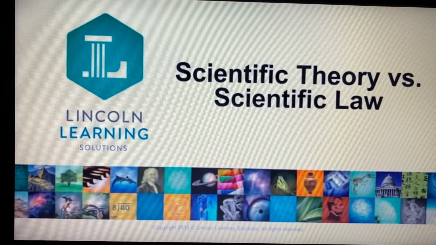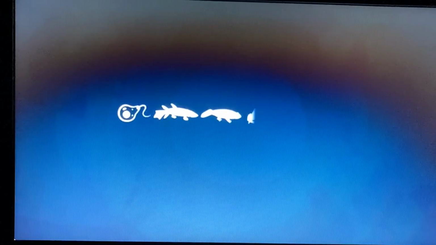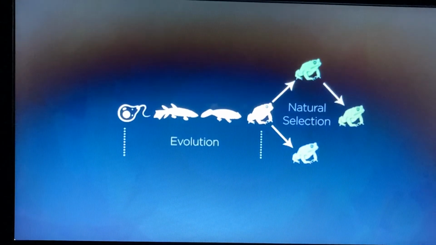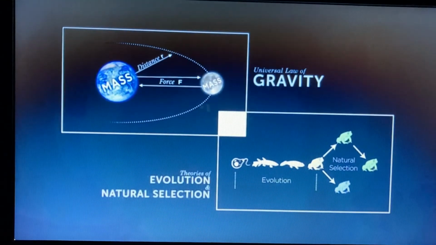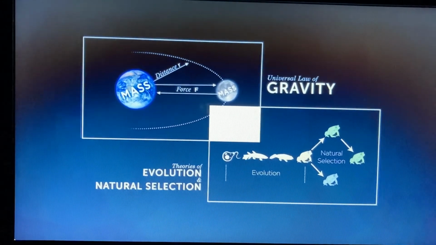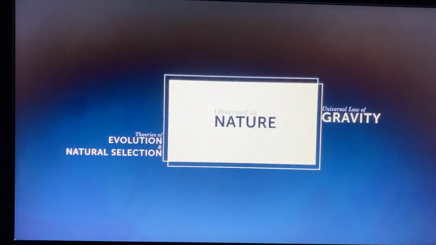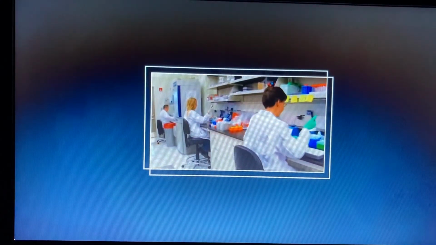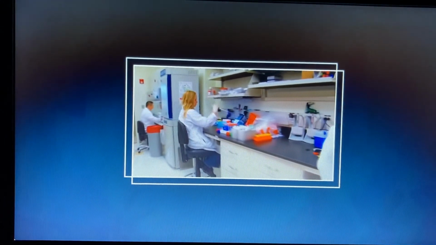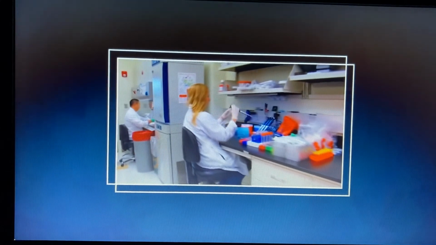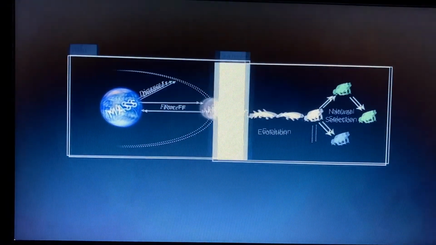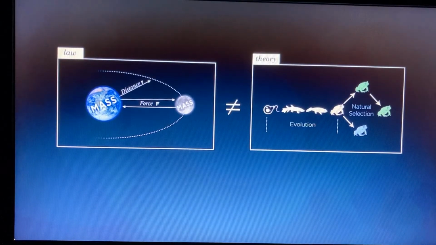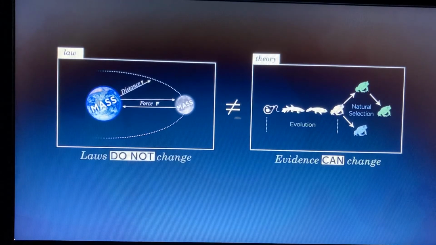Scientific theory versus scientific law. It is important to understand the similarities and differences between a scientific theory and a scientific law. Both scientific theories and scientific laws describe something that has been observed in nature. They both require many observations and experiments, and they both must be accepted by the majority of the scientific community. However, scientific theories are not laws, and they are not treated the same as laws. Unlike a theory, where evidence changes, a law will never change.